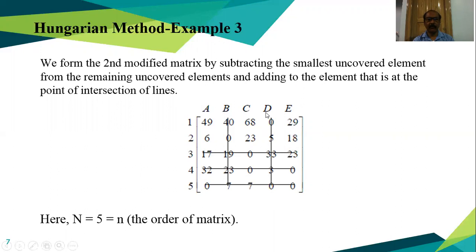Again, we are applying the same rule. Draw the horizontal and vertical lines by choosing the zeros. So here, how many horizontal and vertical lines are needed to cover all the zeros? 5 are there: 1, 2, 3, 4, 5. So n equal to 5, where n is the order of the matrix. So this is our optimum table. From the optimum table, we have to make the optimum assignment.